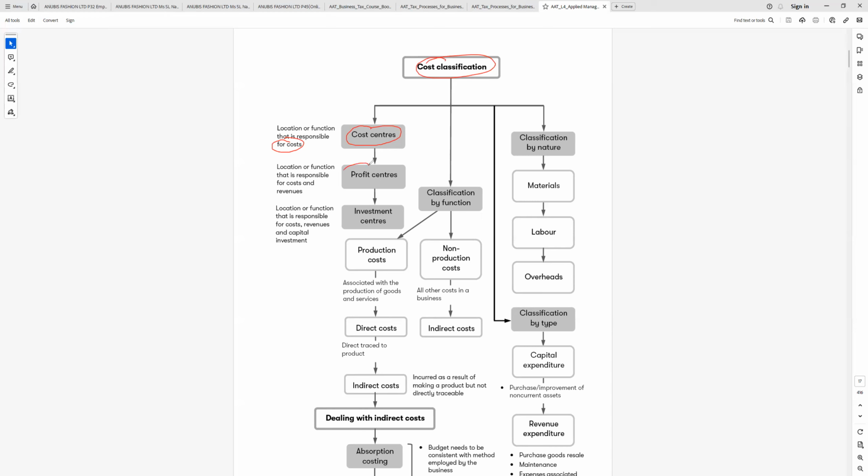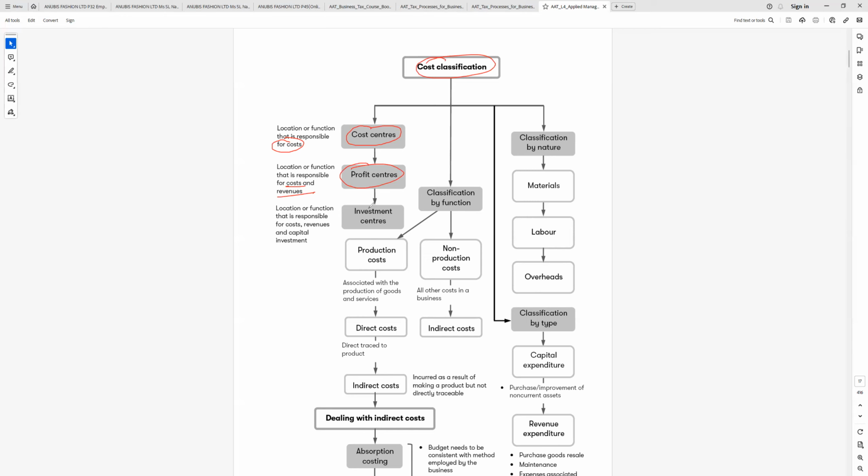Then we have a profit center. A profit center deals with two things: one is the cost and one is the revenue. So the profit center has to look at how much is the cost and how much is the revenue, because to find out the profit, we need to know how much is my sales and how much is the cost. The difference generated is the profit.